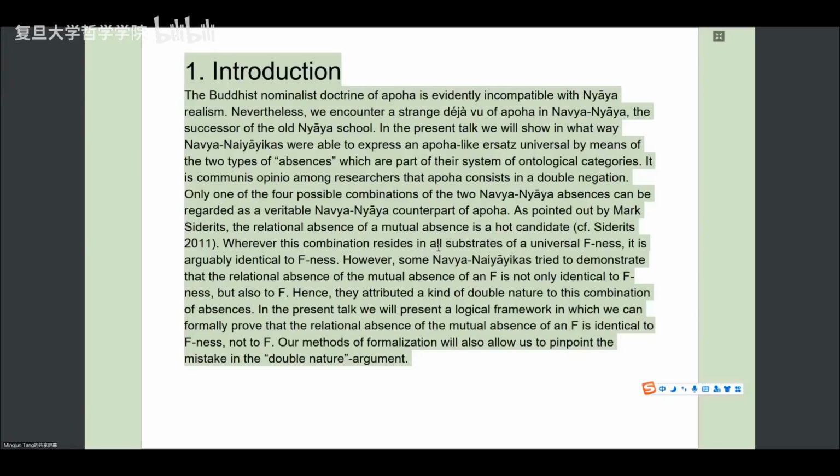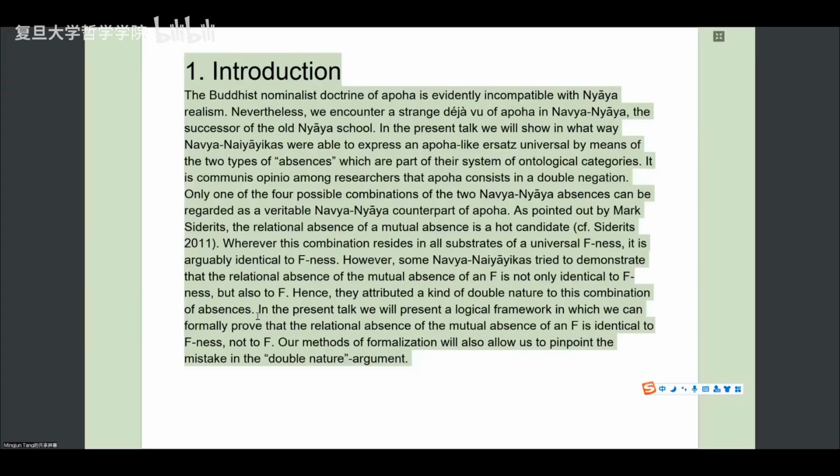Well, there are some other combinations. As I've said, we have all in all four. And I wanted to find out in what way they differ from each other. Can we reduce them to something simpler? In the case of absence of difference, it's possible. The absence of the difference from an F is just F-ness. This is what many Navya-Nyayikas tell us. And F-ness, this can be a universal. And of course, the universal fulfills in Navya-Nyaya just the function which in Buddhist philosophy is fulfilled by apoha. So that's why we can call this combination of absences an apoha-like combination, we can say.